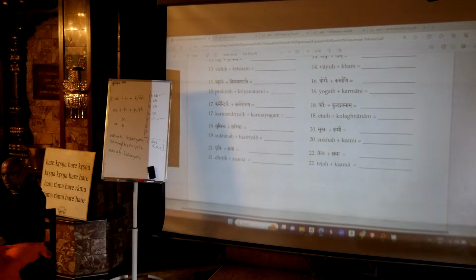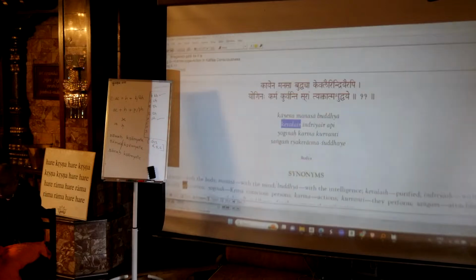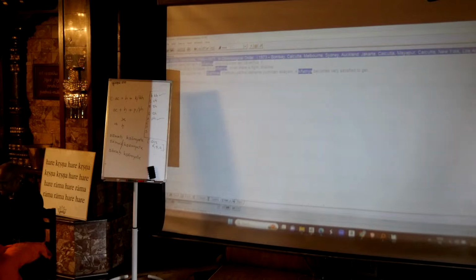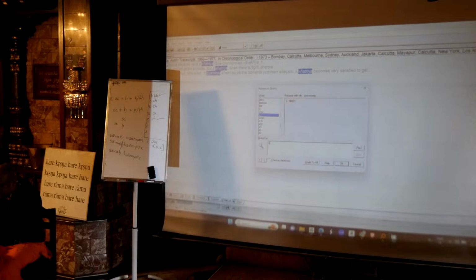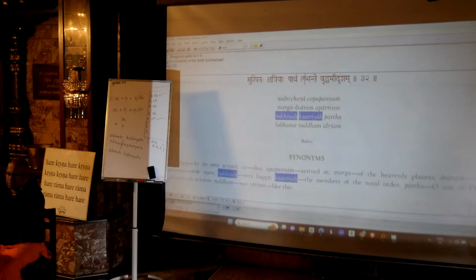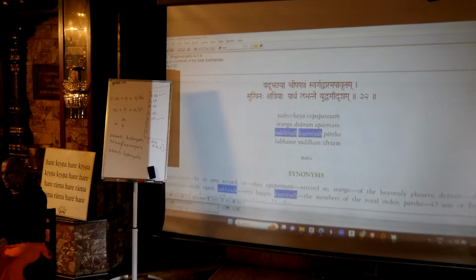See, sukhinaha kshatriya partha labhante yuddham idrisham. Sri Krishna says, sukhinaha kshatriya. Sukhinaha Kshatriyaha. This is it. You can see. Sukhinaha Kshatriyaha Partha. See, double example is there. Brian Prabhu, you can see. Sukhinaha and then Kshatriyaha and then Partha.